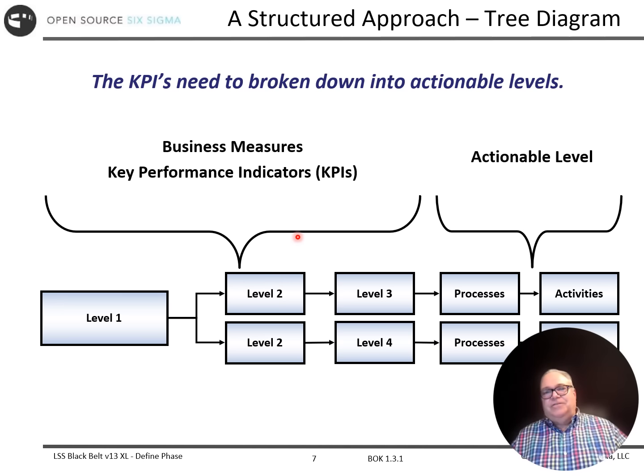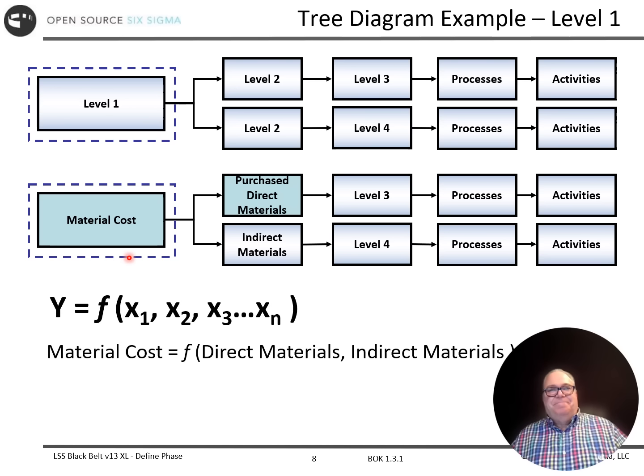Let's look at an example. Our company may have determined that our material costs are too high. So in the good old EBIT equation, we look at our revenue and we take away our costs, and we've determined that line is too big, and one of those contributors is material cost.